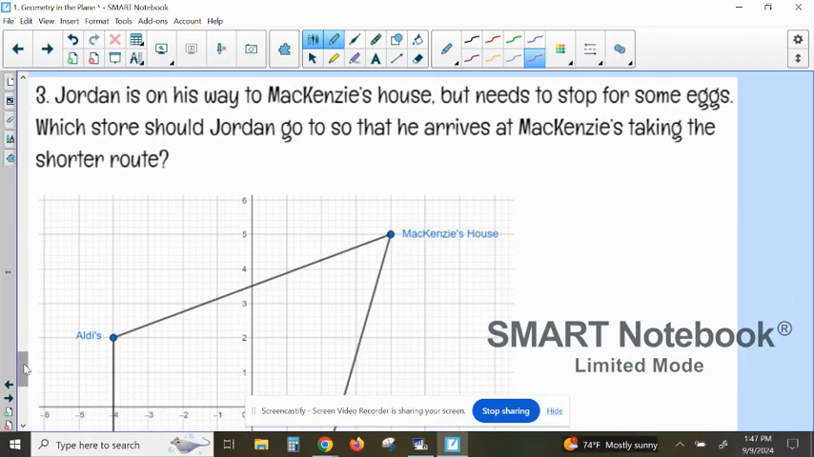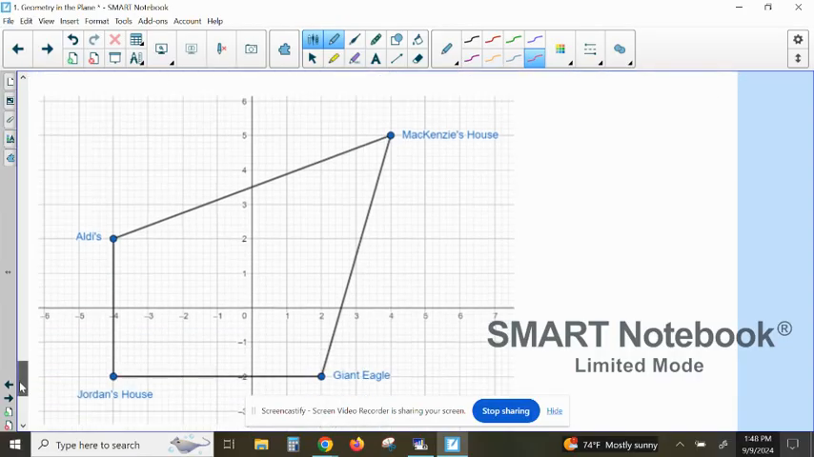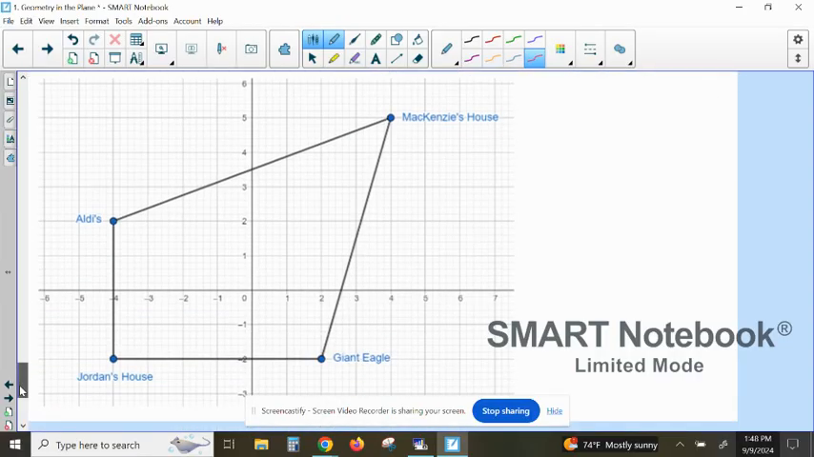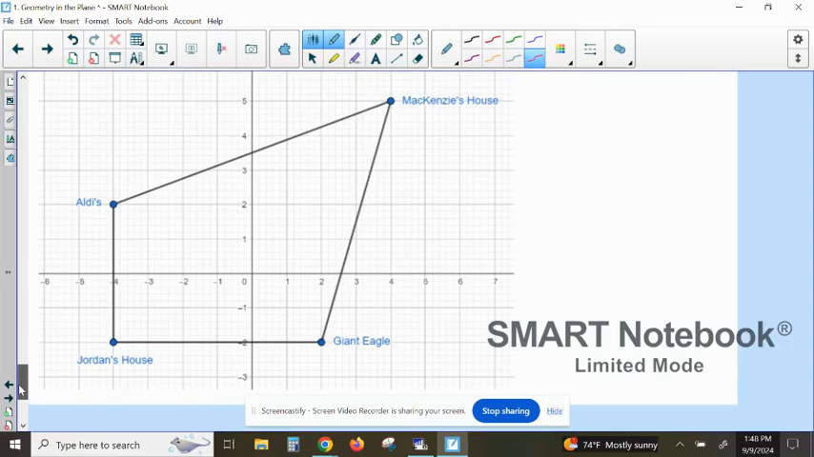All right, number 3. Jordan's on his way to Mackenzie's house, but needs to stop for some eggs. Which store should Jordan go to so that he arrives at Mackenzie's taking the shorter route? Okay, now you might be able to tell by looking at it, but we're going to actually do the math so you know how to do it when you have complicated stuff.